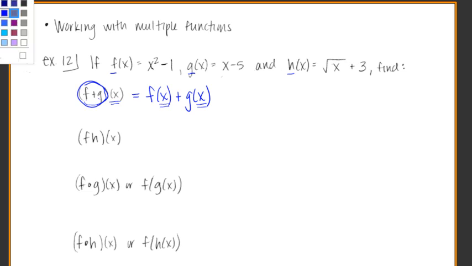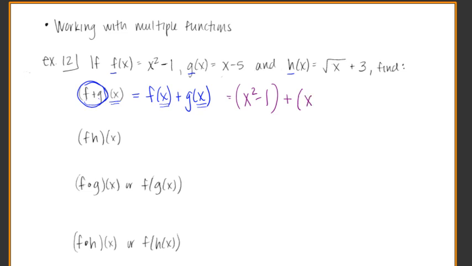So what we're going to do is go to my f function, which is x squared minus 1. I'm going to take that function and add on my g function, which is x minus 5. So together, when we combine like terms, the answer is just x squared plus x minus 6. It's as simple as that. That's all your answer is. We're not multiplying it again by x or anything like that. It's just whatever's in that first part, that's what we're going to do.